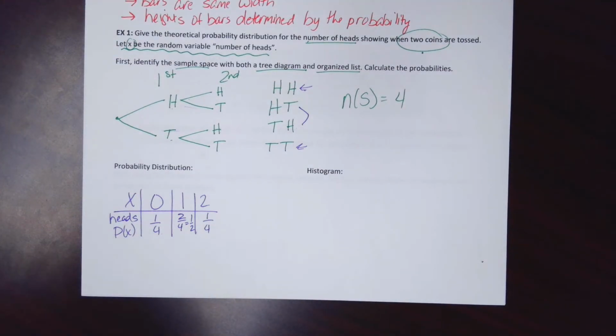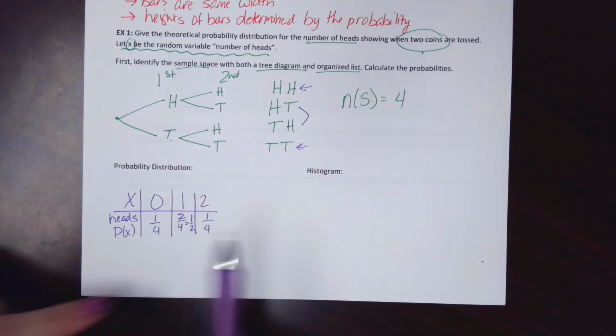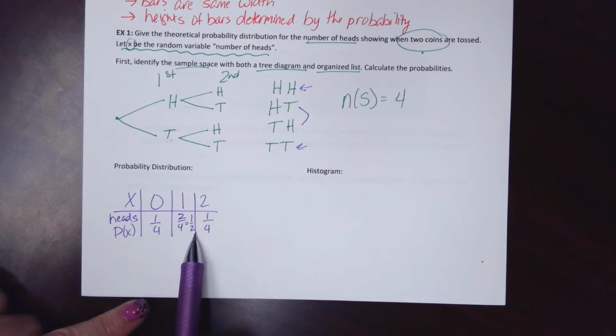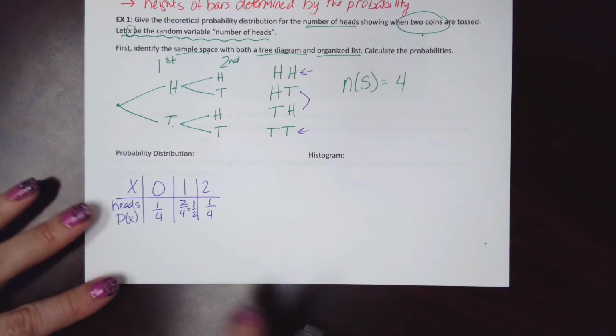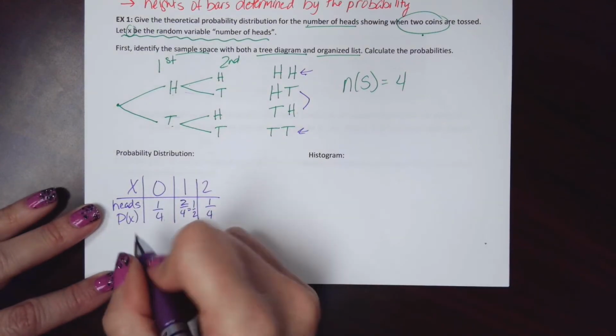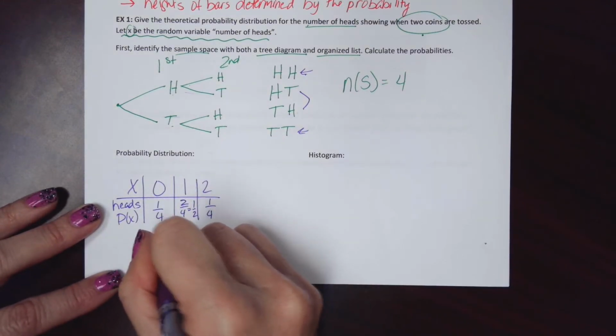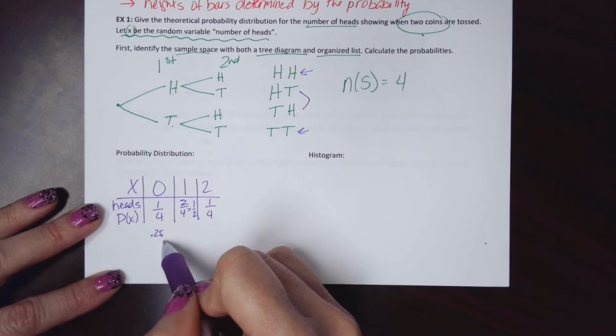Now, we've talked about different ways to represent probabilities. If we're going to be working with them, we can simplify and leave it as a fraction in lowest terms. The other option is to turn it into a decimal. 1 divided by 4 is 0.25. So the probability of getting 0 heads is 0.25.